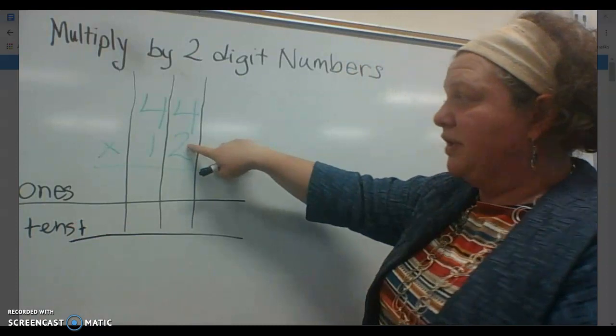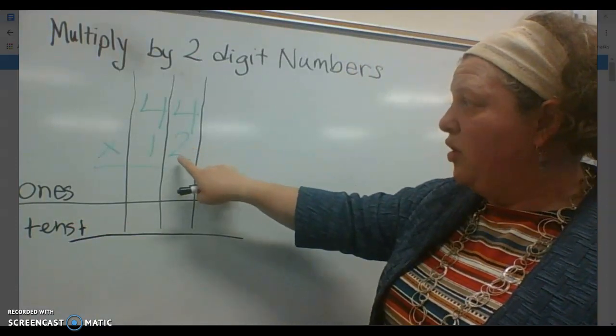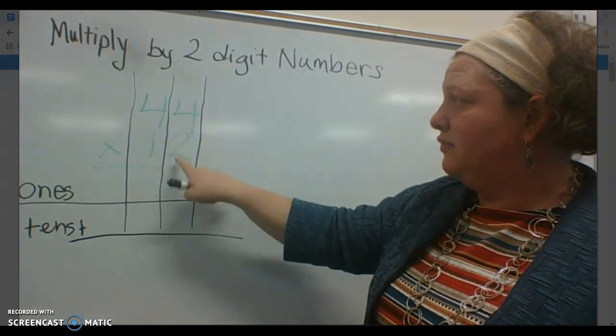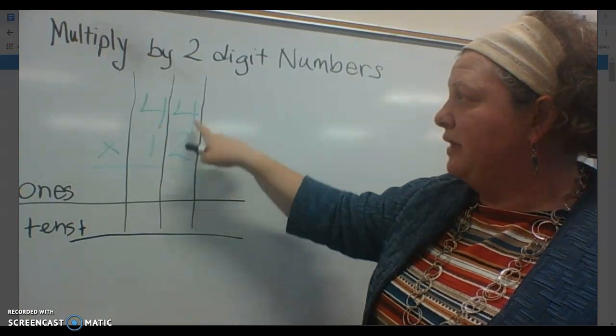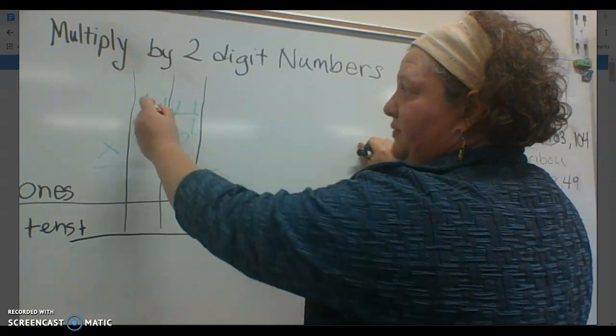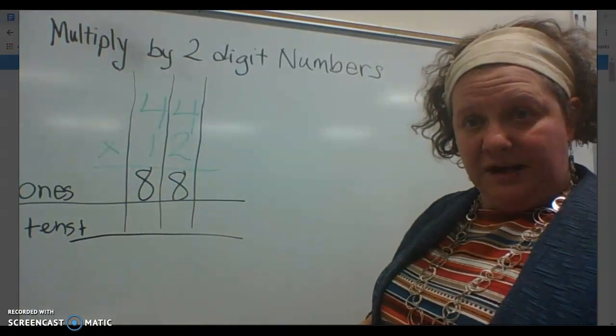So let's start with the ones. We have our two, and we only focus on our ones on the bottom. And then we go ones to ones, ones to tens, ones to ones, ones to tens. So 2 times 4 is 8, and 2 times 4 is 8. And then we're done with that, okay?